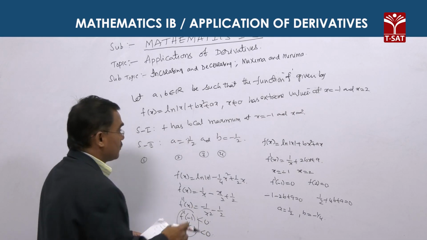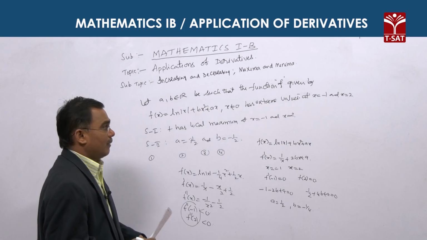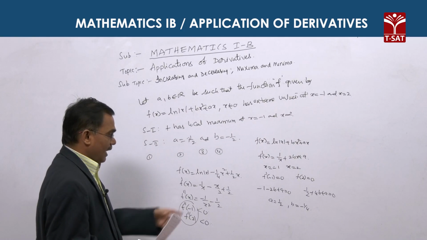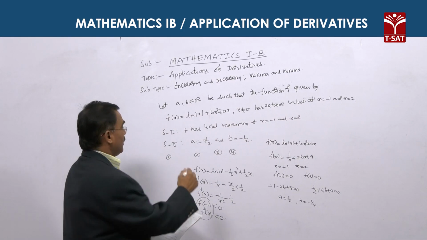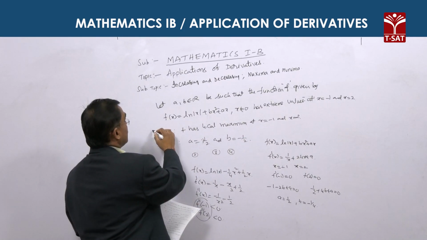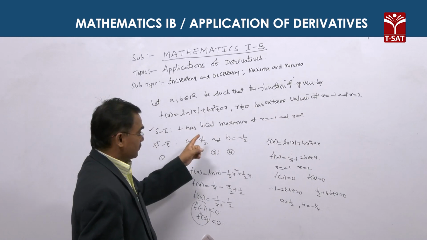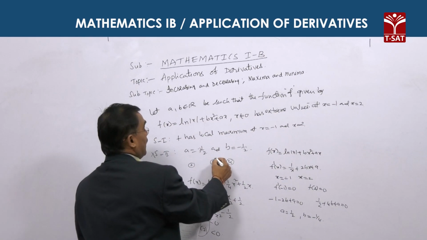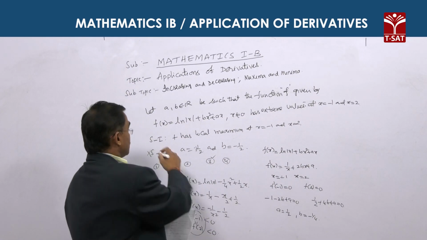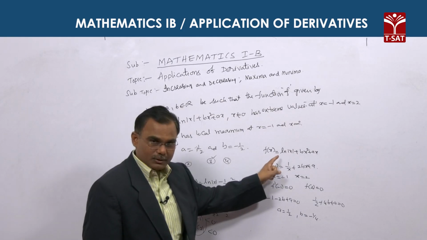So both are negative, and both are local maxima at x = -1 and x = 2, but the a value is 1/2 and the b value is -1/4. That's why statement 2 is wrong and statement 1 is correct. Therefore, statement 1 is true and statement 2 is wrong.